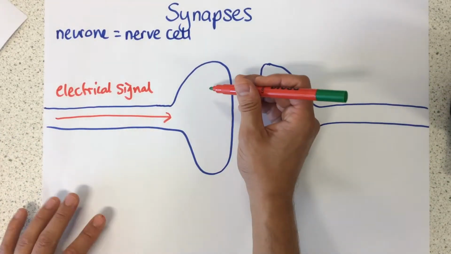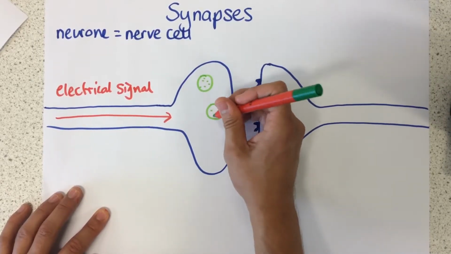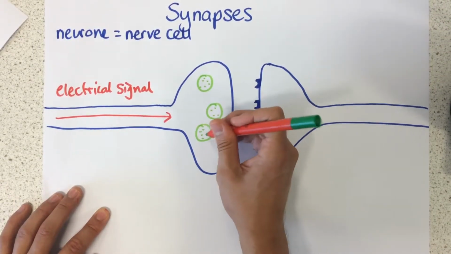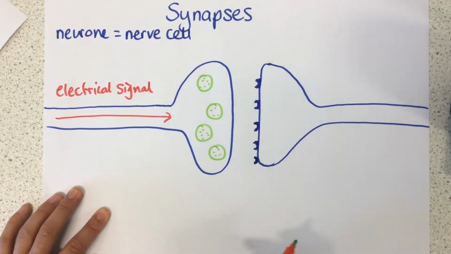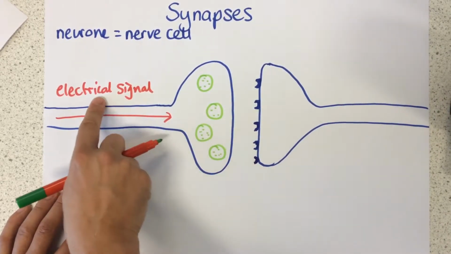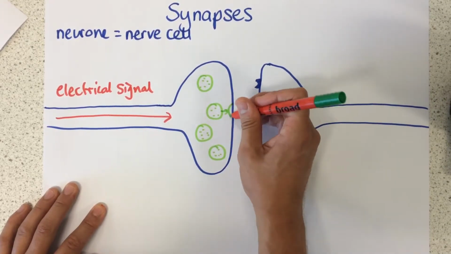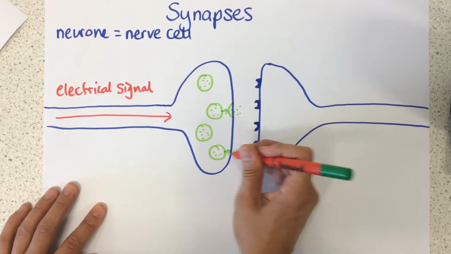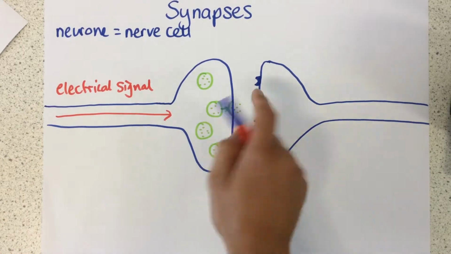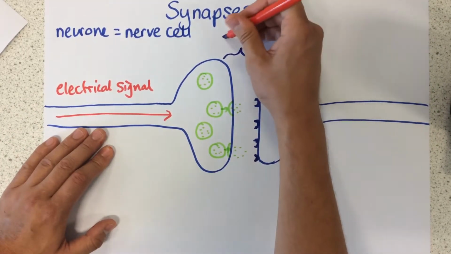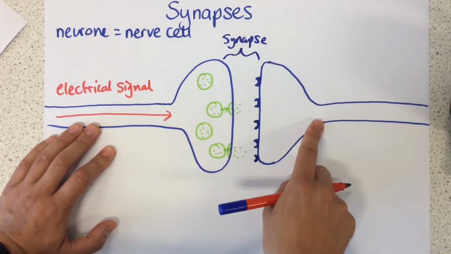Now, in this neuron here, we have these little things called vesicles, and they contain these things that transmit the signal, which are called neurotransmitters. So when the electrical signal gets to the end of this neuron, it causes these vesicles to release their neurotransmitters into this gap here. And it's this gap here that's what a synapse is. A synapse is the gap between two neurons.